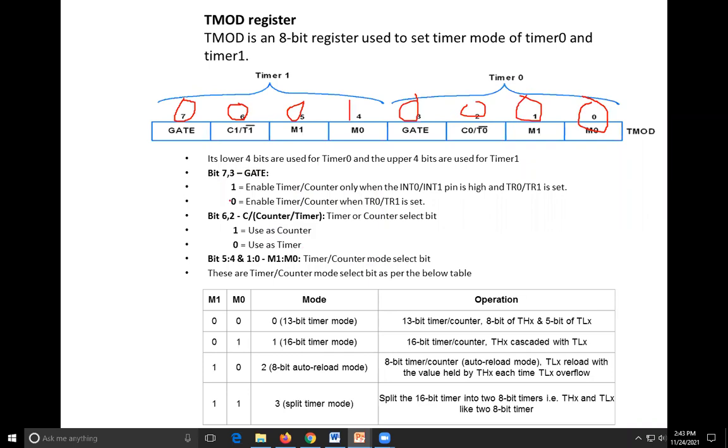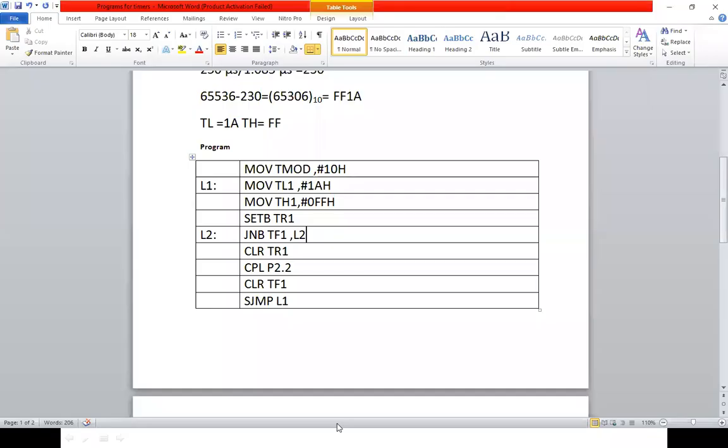So here, the first, GATE is 0. GATE is 0 means you have to use the internal timer, so it is 0. Again, here T1 is 0. We have to use timer 1. Here timer 1 we have to use. Here set the bit of timer 1.